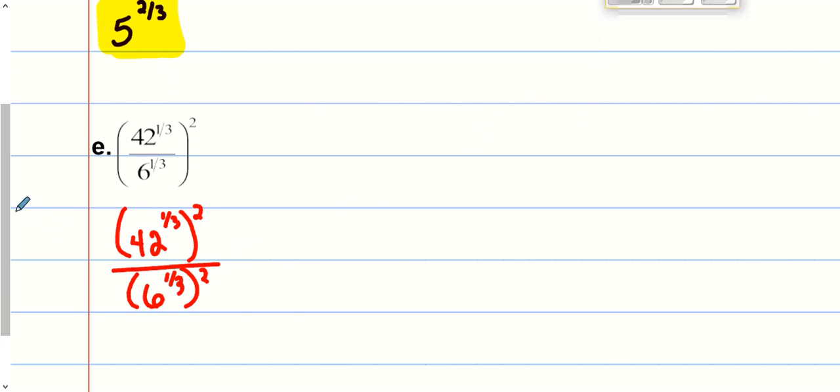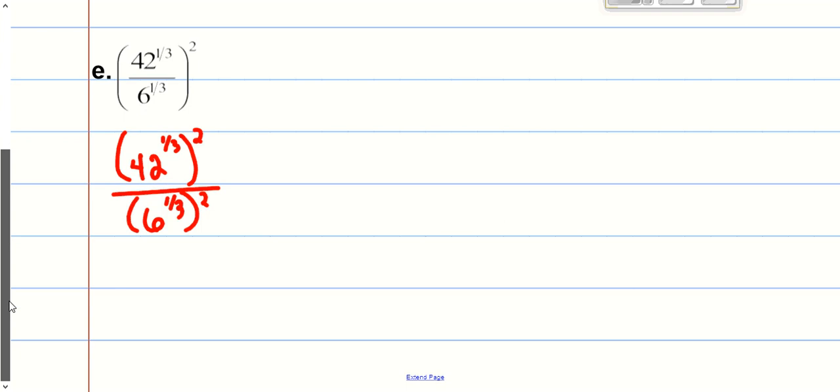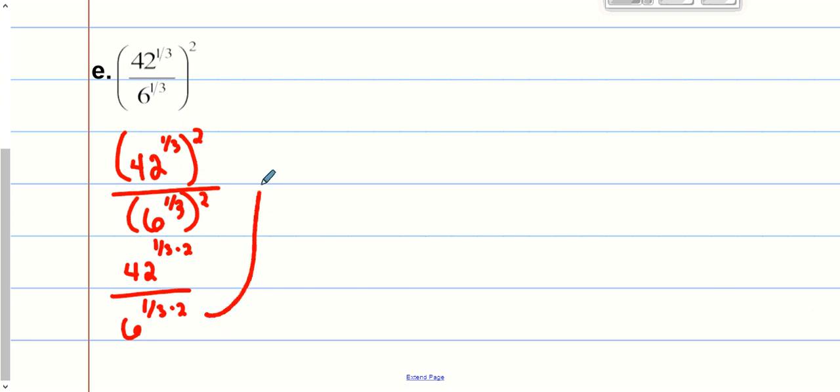So now let's simplify that. And 42 to the 1/3 squared, we're going to just multiply those powers. So we have 42 to the 1/3 times 2 over 6 to the 1/3 times 2. Now, instead of just extending this all the way down, I'm going to move this over here. Please go ahead and write down your page. I'm trying to make it so you can see everything at the same time for our notes. So now we have 42 to the 1/3 times 2, which is going to give us 42 to the 2/3. And then same with 6, 6 to the 2/3.